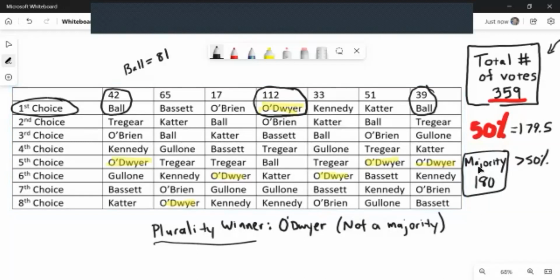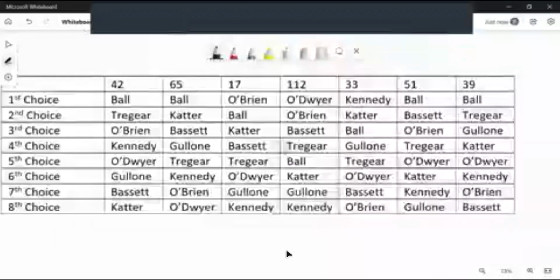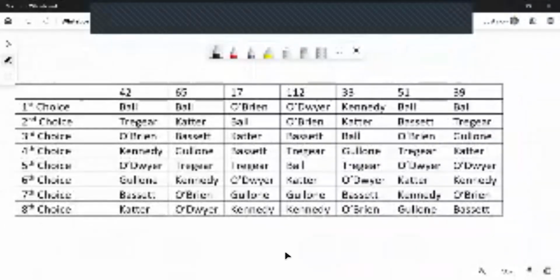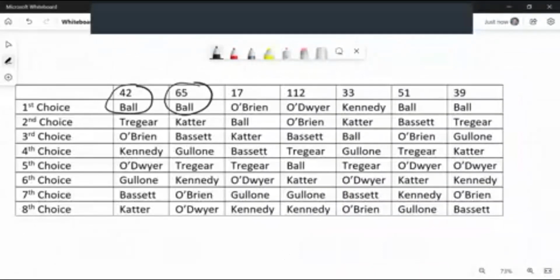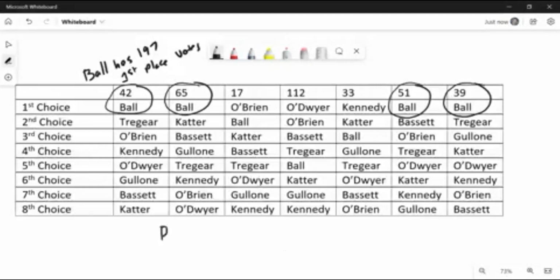So let me show you a second table I made. Now, this is the same candidates, but I just switched around the names a little bit. Like, what if this happened? Notice in this table, this is also fictional, Ball has a lot of different people voting as the first place vote. If you added up all of those numbers there, if you added up 42 plus 65 plus 51 plus 39, you would see that Ball has 197 first place votes, okay? And that would make Ball the plurality winner. So Ball is, in this table, the plurality winner.